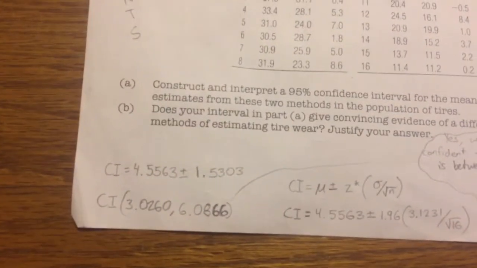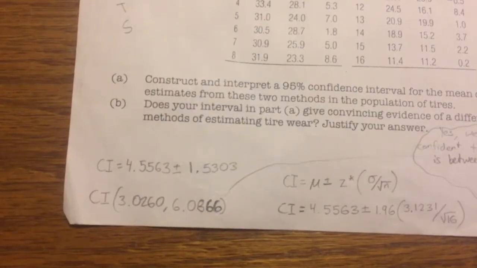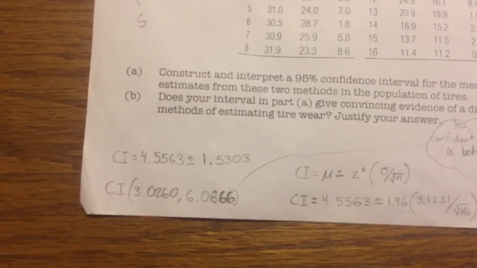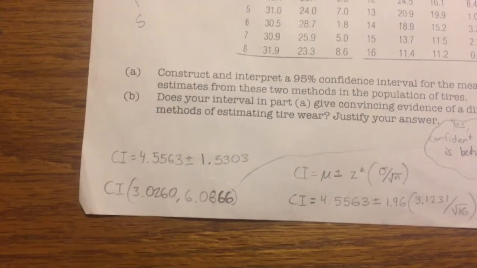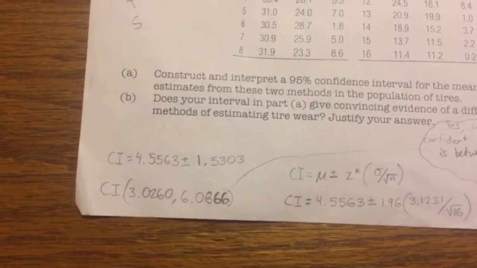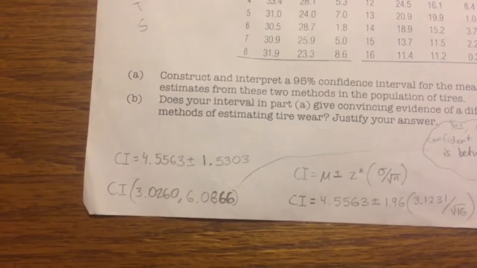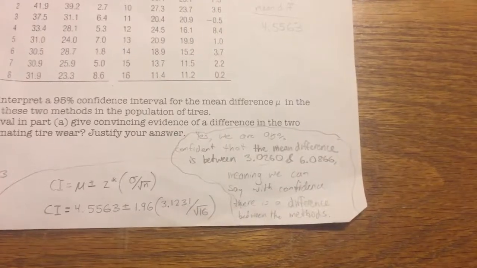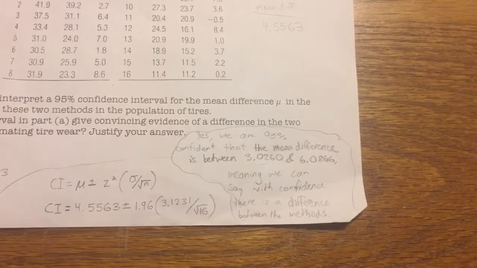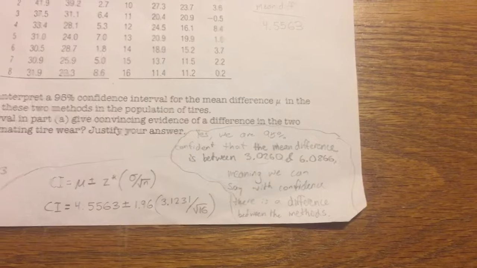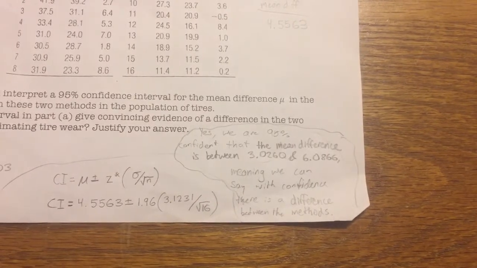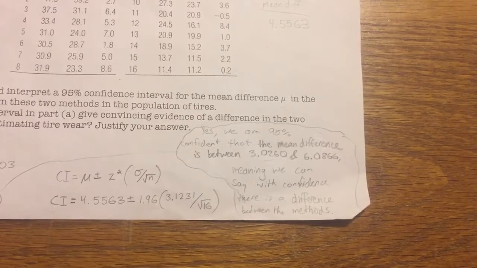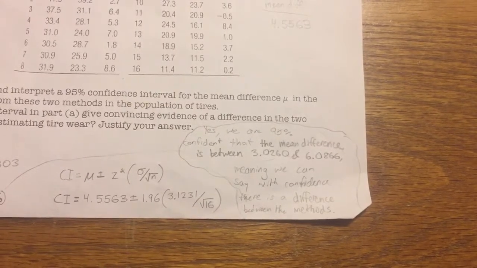And then that will give us 4.5563 plus or minus 1.5303, which means the confidence interval is from 3.0260 to 6.0866. And for part B, we're 95% confident that the mean difference is between 3.0260 and 6.0866, meaning we can say with 95% confidence that there is a difference between the methods used.